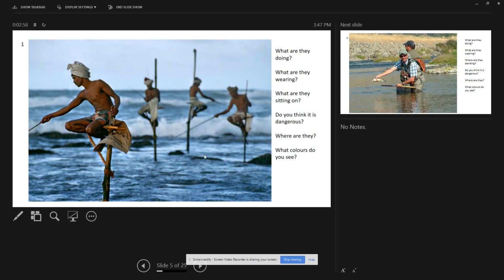Where are they? So you might say, well, where do you think they might be in the world? Well, the turban gives you an idea, as well as their sort of clothing, etc. And you could also ask, well, what colors do you see? Well, you see the blue ocean, and there's colors here, green, orange, blue. Get them to start talking about that, because that's all what it's about.